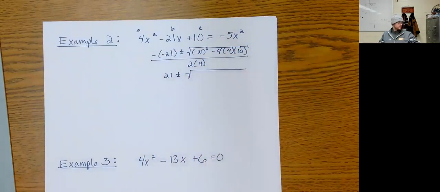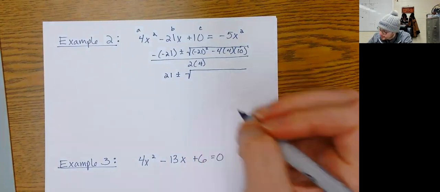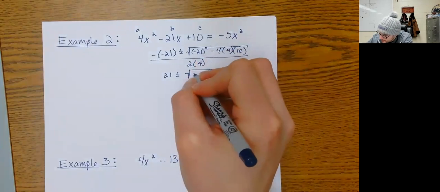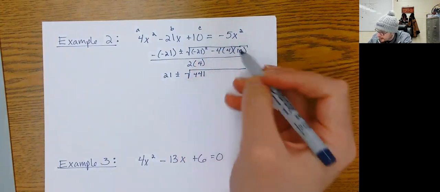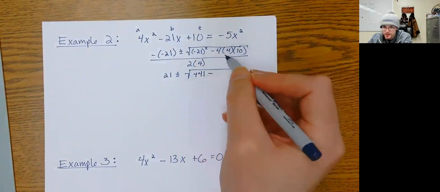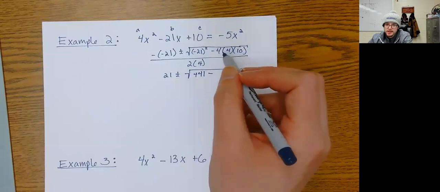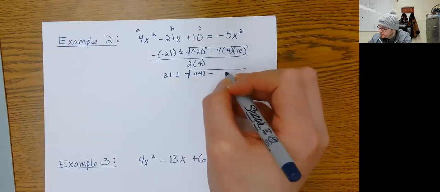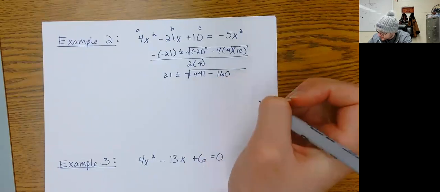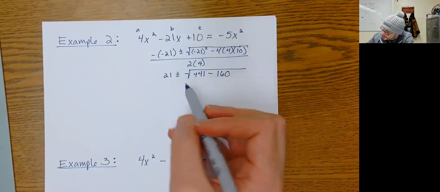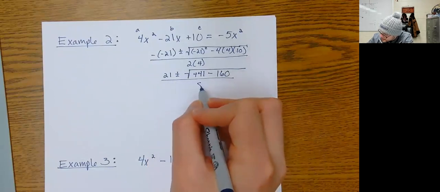I want to say that is 444. We don't know. 441. So negative 21 squared is 441. Then we're going to multiply all these out. So we're going to get minus, because there's only one negative. So negative 4 times 4 is 16, and 16 times 10 is going to be minus 160. Okay, so this is all going to be over 8, because that's 2 times 4.